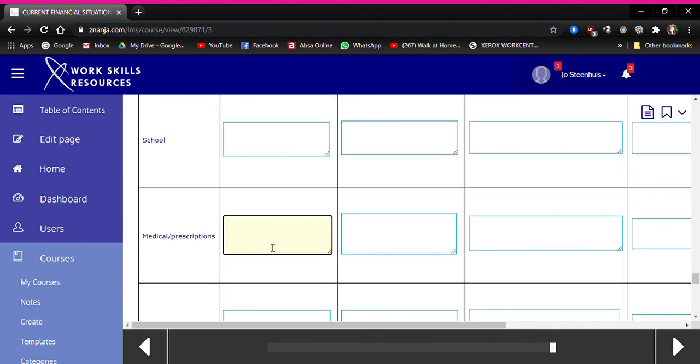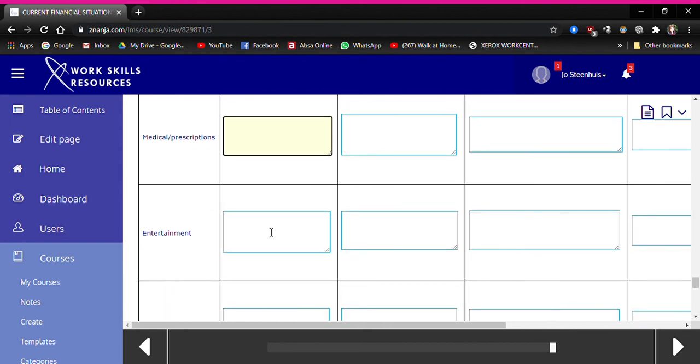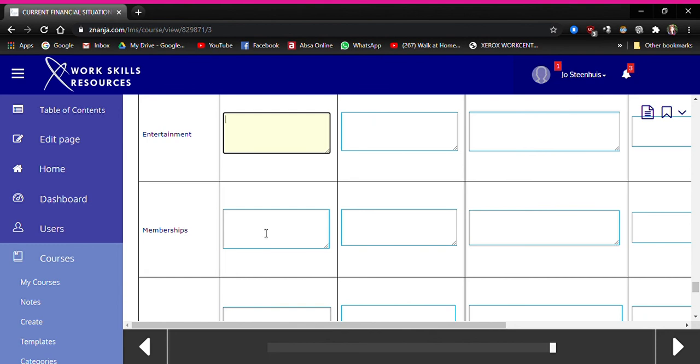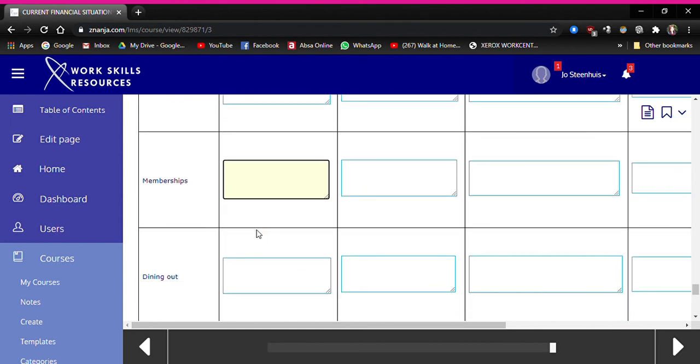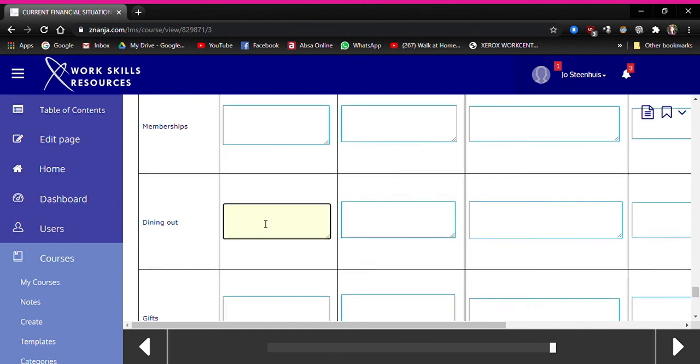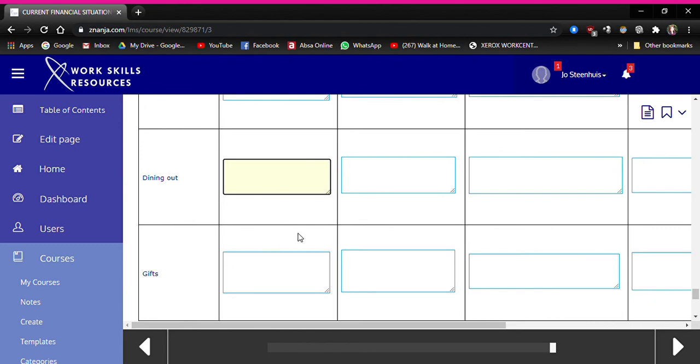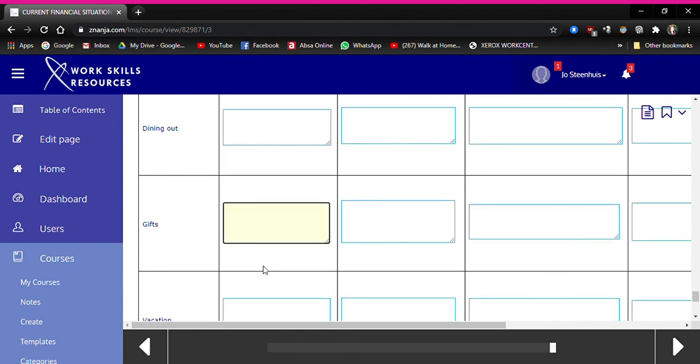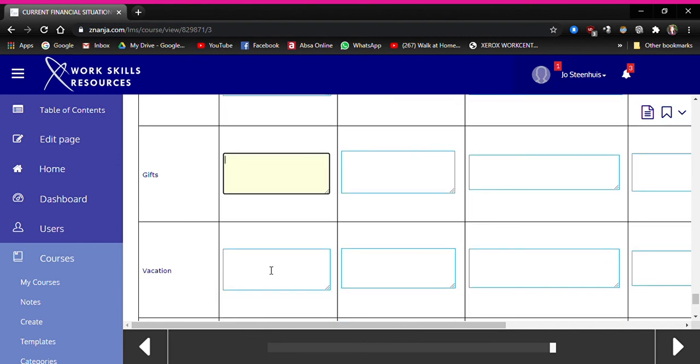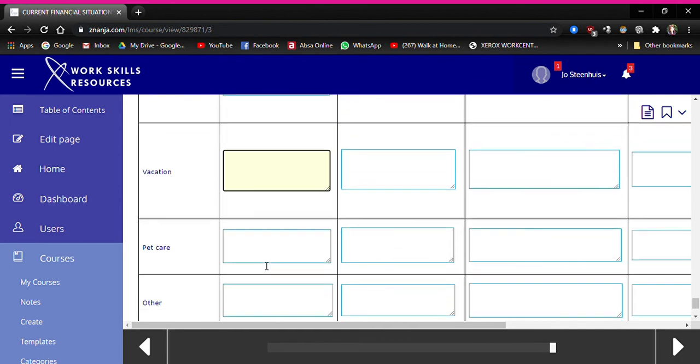Medical prescriptions, so that would be extra to the medical aid, should you have this. Entertainment, I know you do. Memberships, all right, what is that? Memberships of a gym or any professional institution you belong to. Dining out, here it is. Okay, don't be shy, fill in the complete one. Gifts. I mean, regularly, do you have gifts that you buy? Maybe not. Vacation. Do you go on vacation? Do you put money aside? Will you do it at retirement? Please don't blow all your money at retirement.